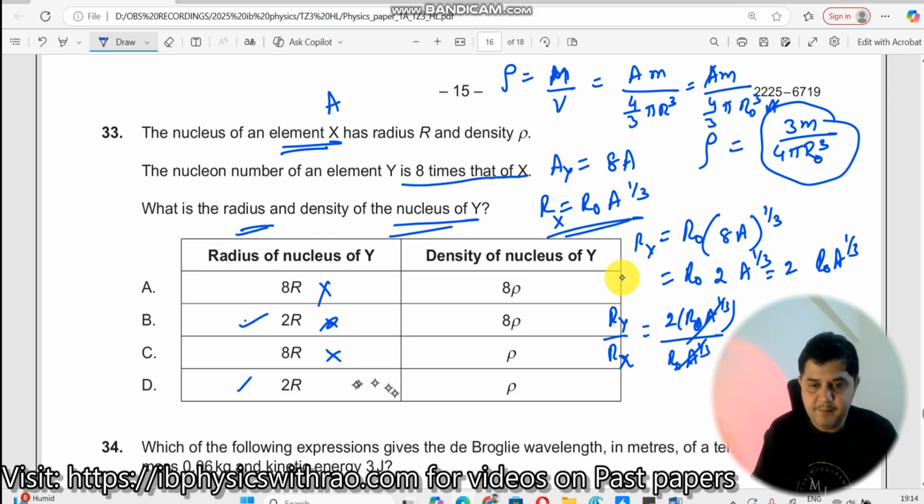So therefore, now which is right? This is right here, this is right here. D should be right.